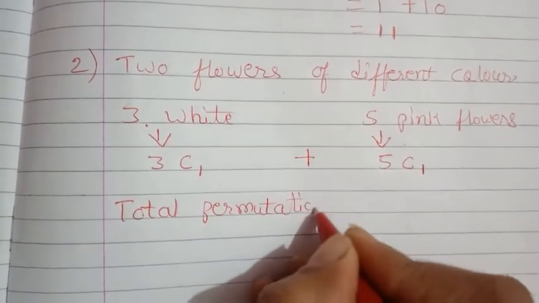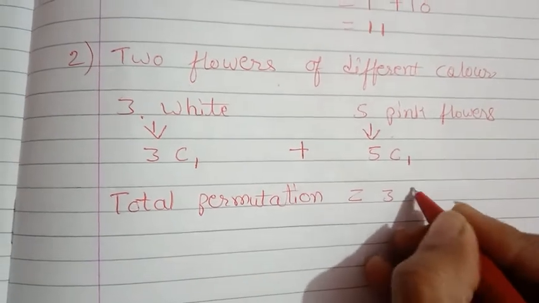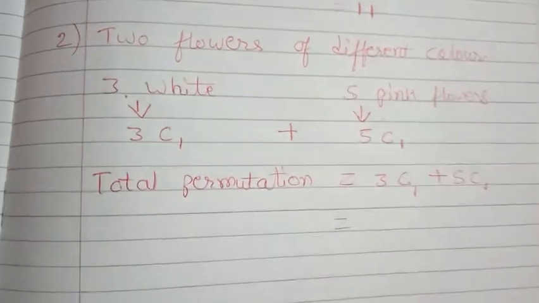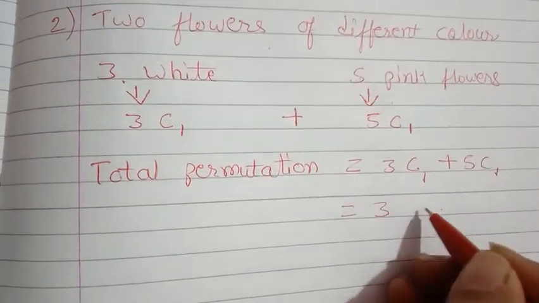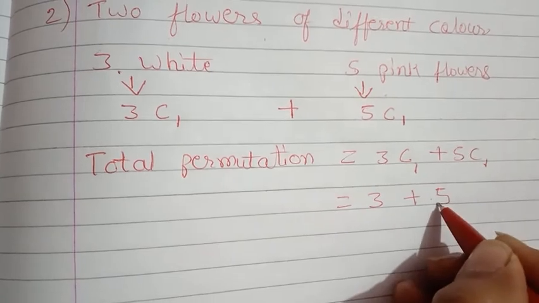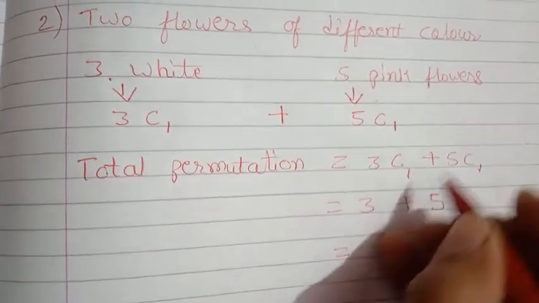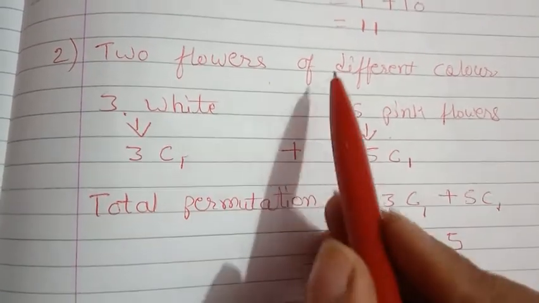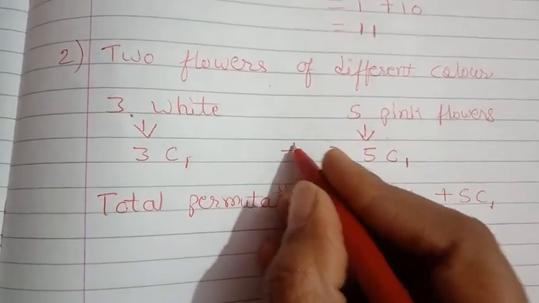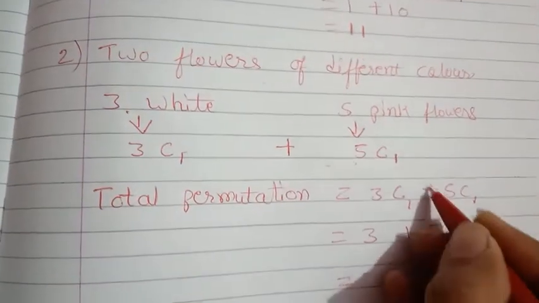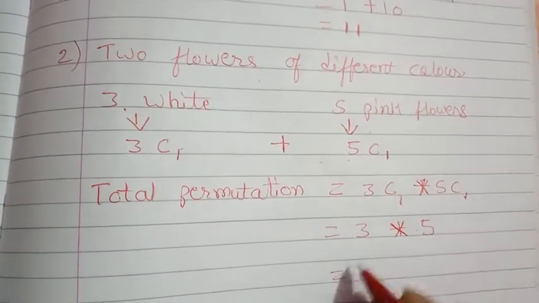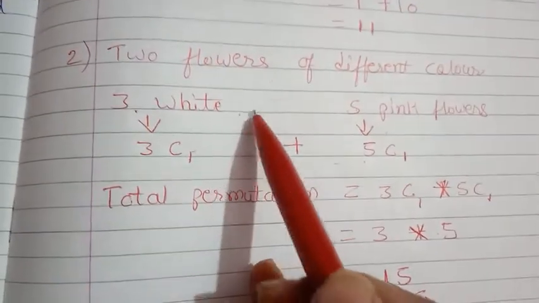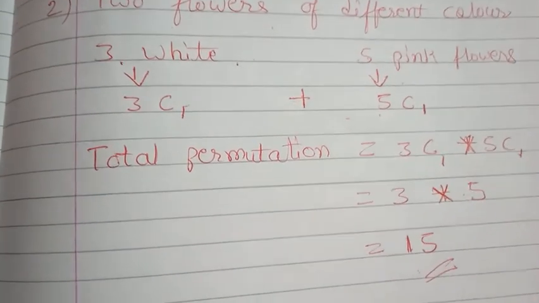Now 3C1 is equal to 3 and 5C1 is equal to 5. Now here we do not have any option, we have selection, that is 2 different selections. So here instead of addition, multiplication is there, right? So here it will come 15. So in total 15 ways we can select 2 flowers of different colors.